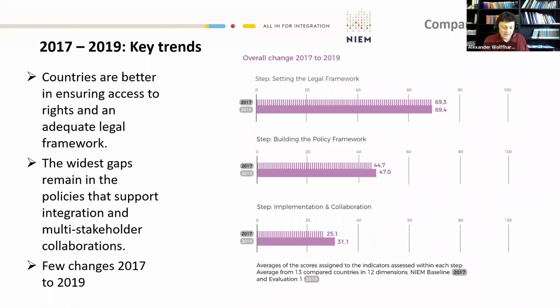So countries are fairly good in ensuring access to rights and making sure that there is this legal framework in place, but it's by far not perfect. There is much less in place in terms of policies. It is even below a score of 50, so far from being advantageous. And concerning implementation and collaboration, the picture is even worse.